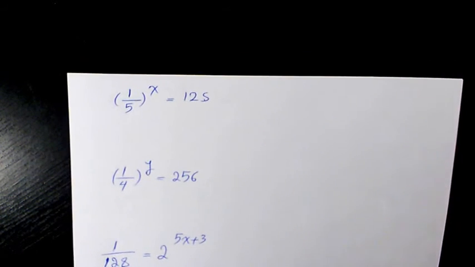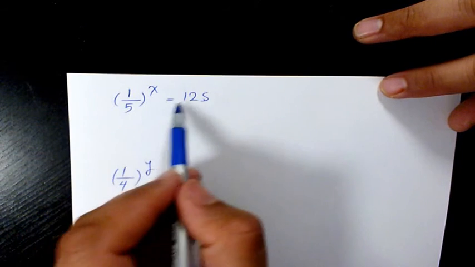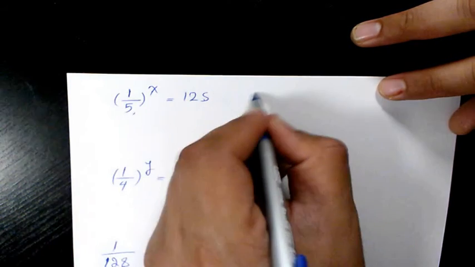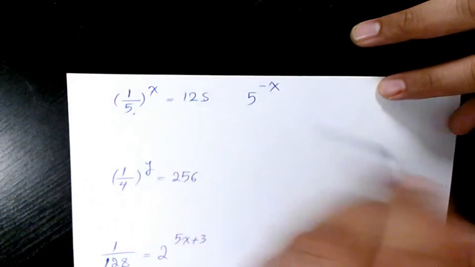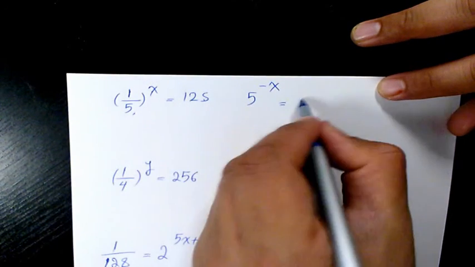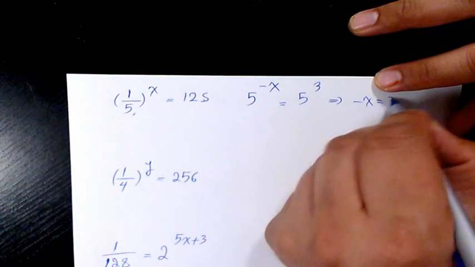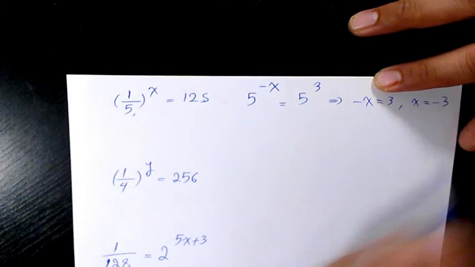Next one, 1 over 5 to the power of x equals 125. So 1 over 5 is the same as 5 to the power of negative 1. So it's going to be 5 to the power of negative x when you multiply it by x. Here 125 is the same as 5 to the power of 3. So negative x equals 3. So x equals negative 3.